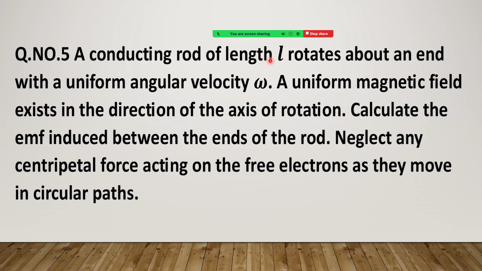Given a conducting rod of length L rotating with uniform angular velocity omega about one end. The field is uniform, and its direction is along the axis of rotation. Calculate the EMF induced between the ends of the rod. The condition is to neglect any centripetal force acting on the free electrons as they move in circular paths. Let us see how to start.